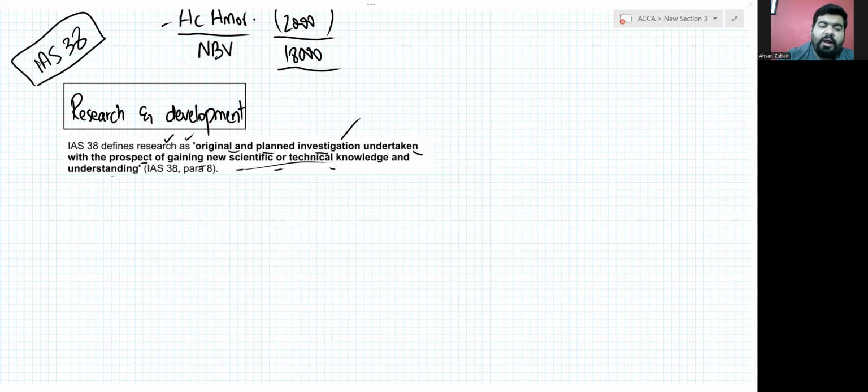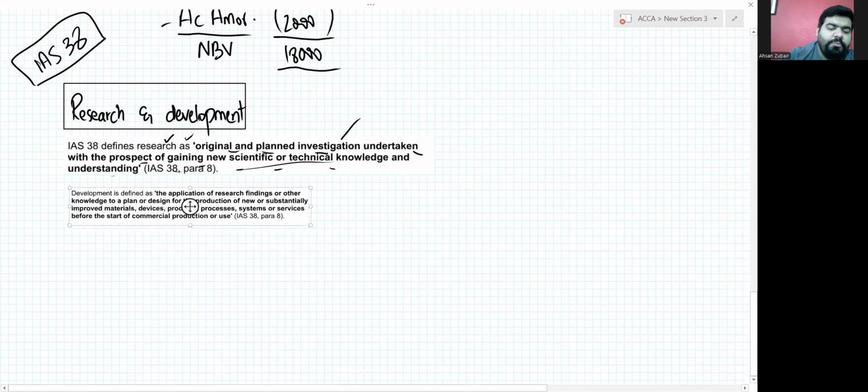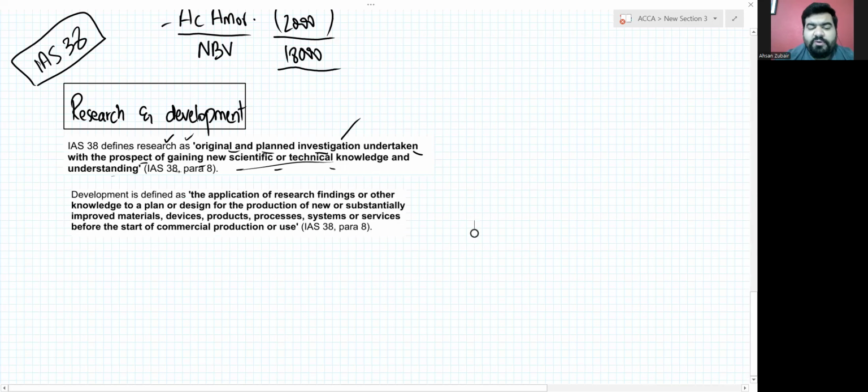And in the same way, IAS 38 has given you the definition of development as well, because research and development are two related topics. So what is development? Development is the application of research. The research you have done, now you have to apply it. If you have researched something and found something important, you apply that. So: application of research findings or other knowledge to plan or design for the production of new or substantially improved materials, devices, products, processes, systems, or services before the start of commercial production or use.